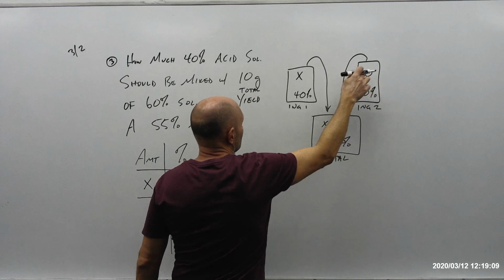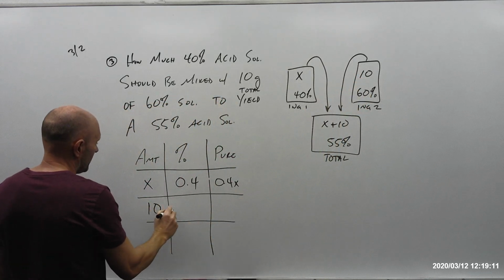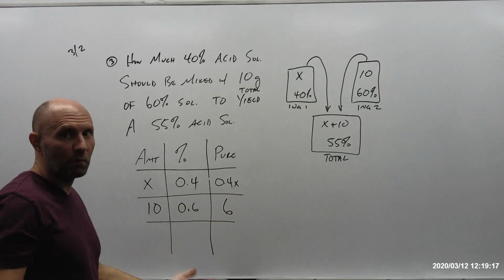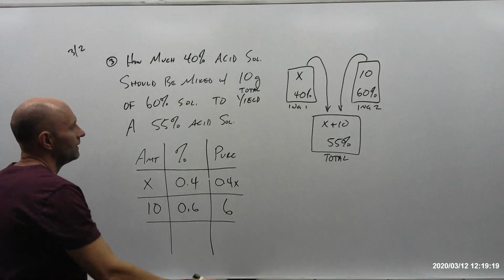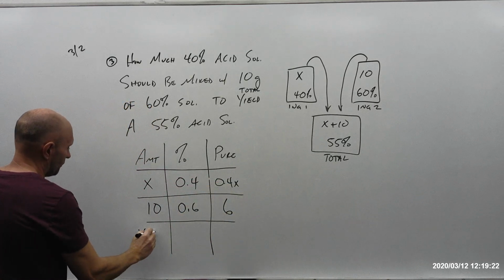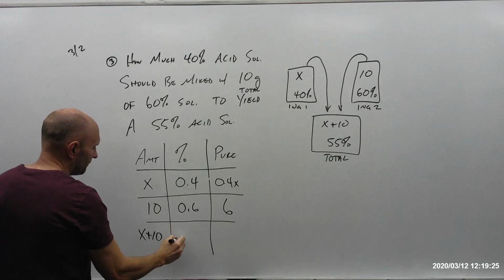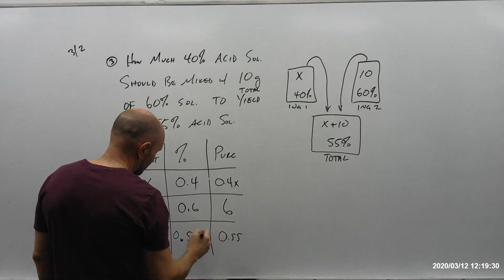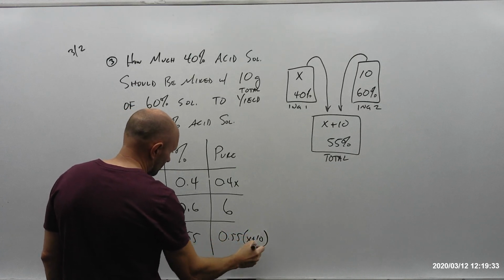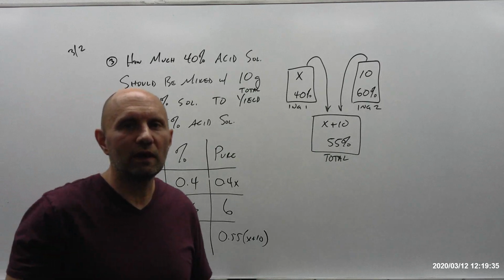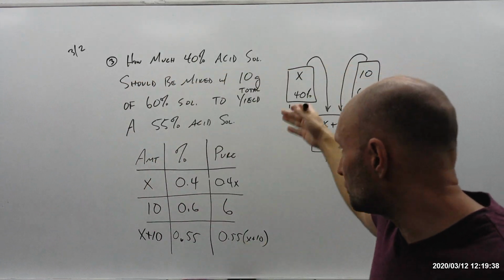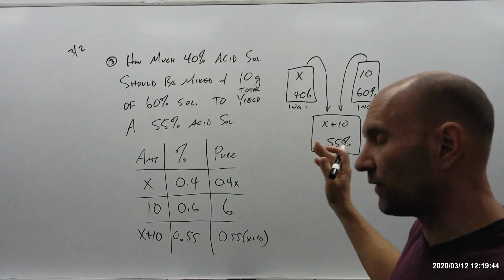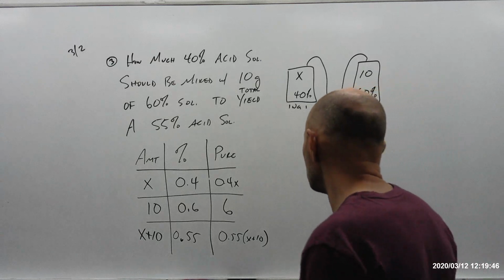And that's getting mixed with this, 10 times 60%. So 10 times 0.6, multiply across, 10 times 0.6 is 6. And I end up with X plus 10 amount of 55%, so 0.55. So this one is 0.55 times X plus 10. So because I only have one variable, I only need one equation, which is always going to be the right equation. If I need two, I use the left and right. But if I only need one, I always use the right equation.